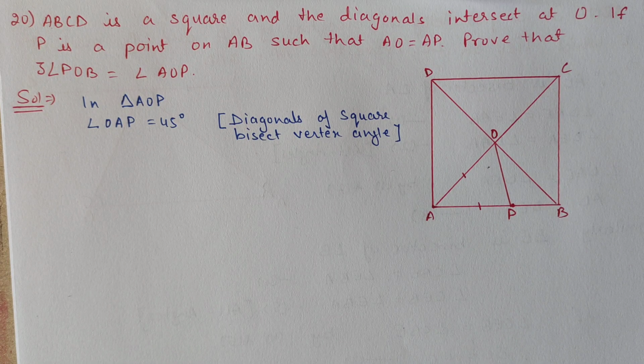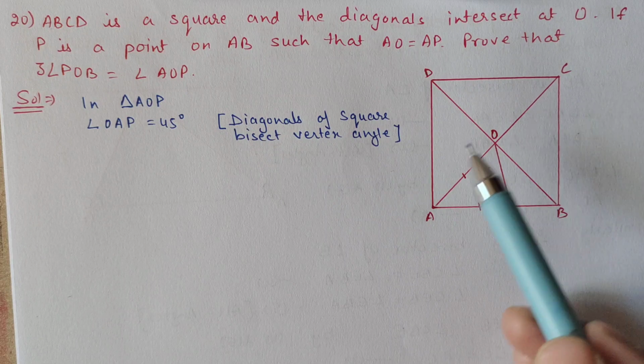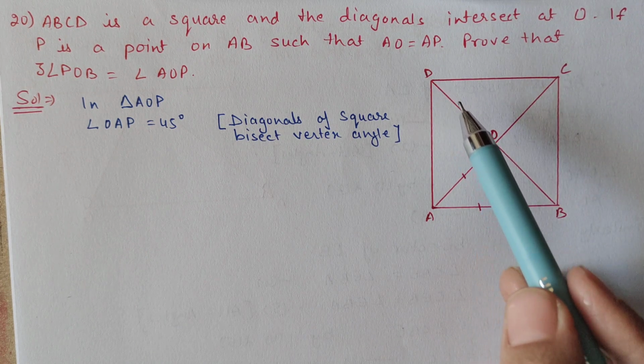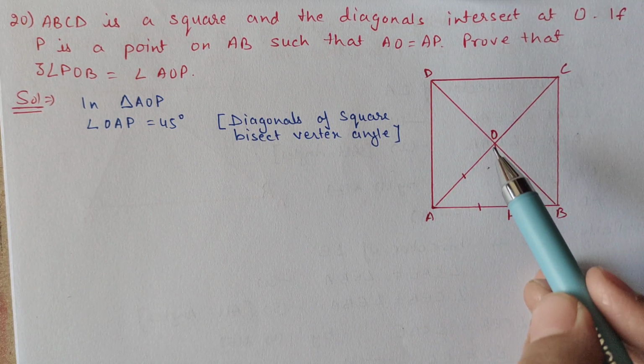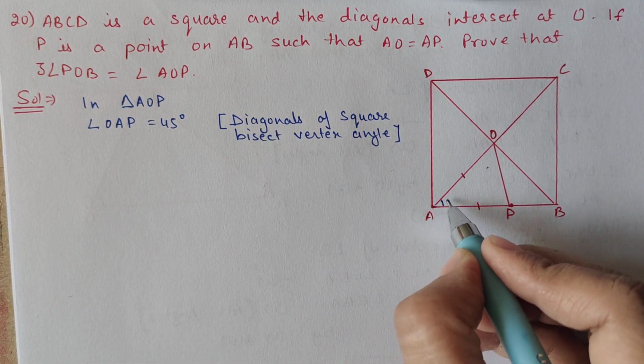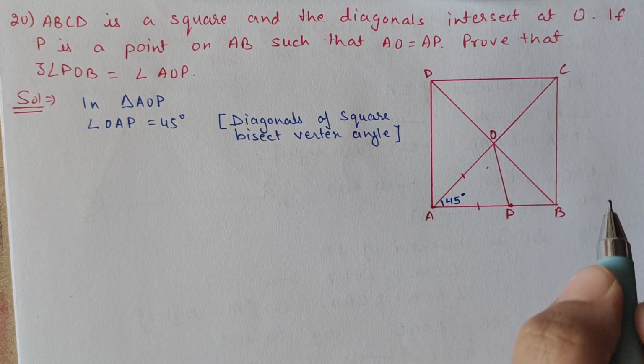Question number 20. ABCD is a square and the diagonals intersect at O. If P is a point on AB such that AO is equal to AP, prove that angle 3POB is equal to angle AOP. So they have given ABCD is a square. Diagonals are bisecting each other at O. As we know, diagonals of a square bisect the vertex angle. So we can say this angle OAP will be 45 degree. This angle is 45 degree.